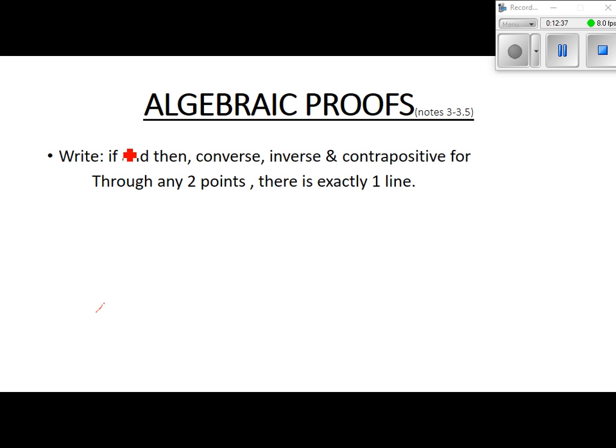First part, is this on your notes? Did I put this on there? I think I did, didn't I? Yeah. All right. All we're going to do with this is just reviewing some of the stuff that we've covered already. Writing if and then statement, converse, inverse, contrapositive. Just real quick, what's the converse do to a statement again? Switches it. What's the inverse do? Negates. What's contrapositive do? Both.